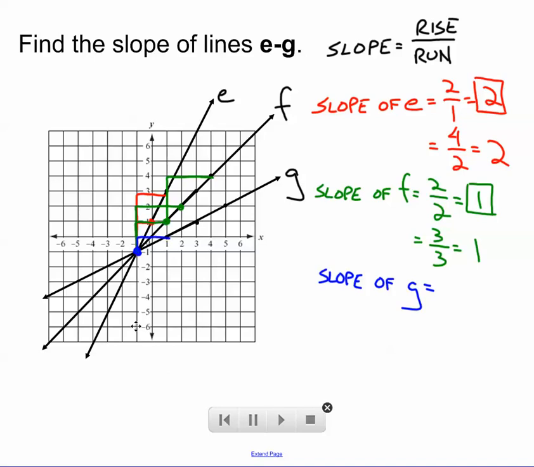It's going to go up 1 over 2. A rise of 1, a run of 2. That's a slope of 1/2. Or you could look at it as a rise of 2 and a run of 4. Okay, 2 over 4 is still 1/2.